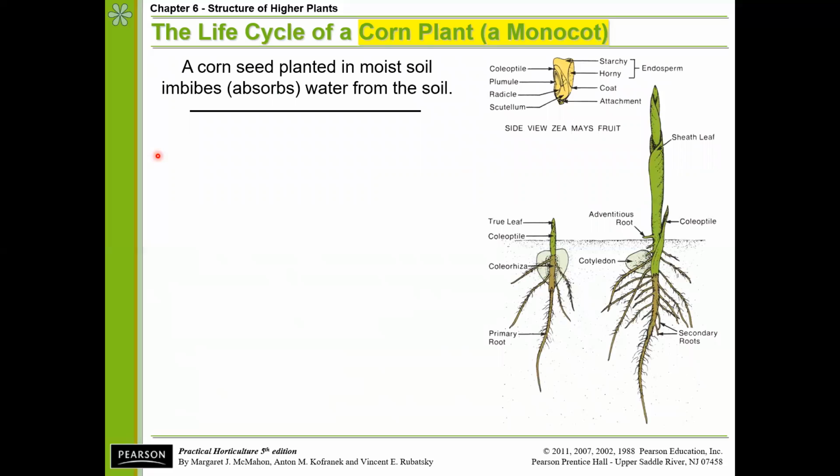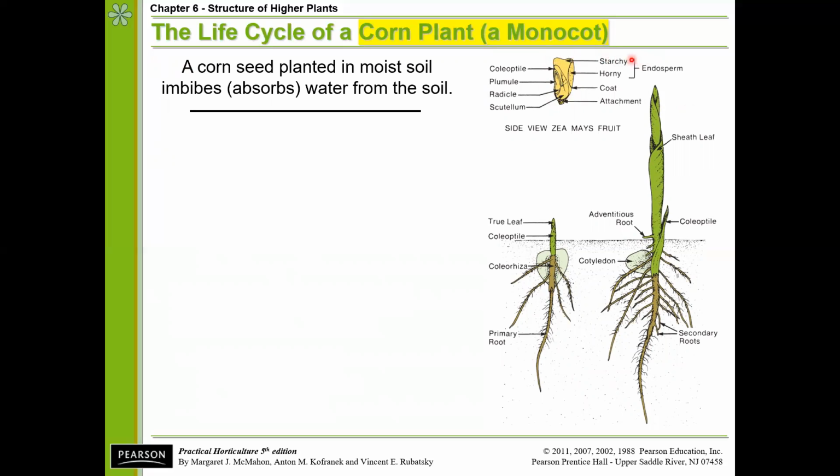Let's take a closer look here at the life cycle of a monocot. A good example of a monocot that we use in agriculture is corn, Zea mays. And so we have the corn seed here, and looking at the parts of the seed, we think of it as an individual corn kernel, and inside of it we have these different parts, which we'll look at in a little bit more detail.